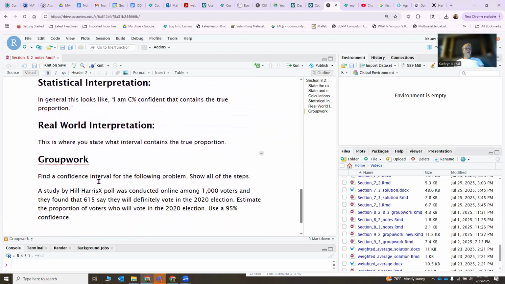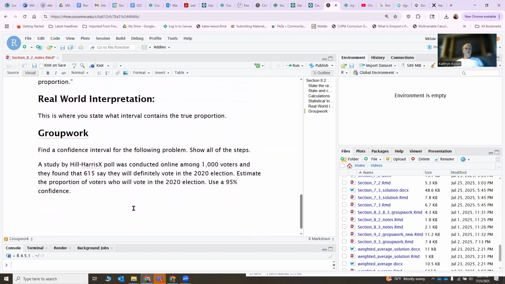So let's go through the problem here. So we're finding a confidence interval for the following problem. A study by Hill Harris X poll was conducted online among 1,000 voters, and they found that 615 say they would definitely vote in the 2020 election. I want you to estimate the proportion of voters who will vote in the 2020 election. Use a 95% confidence interval. Now I realize that the election is well gone, but it was so we could look back to see what it really was, but this is just a chance to see how this works.